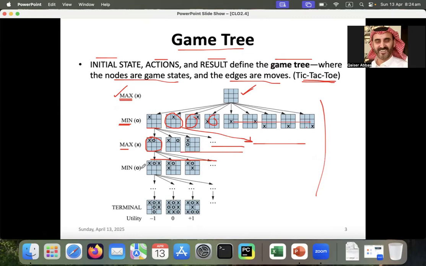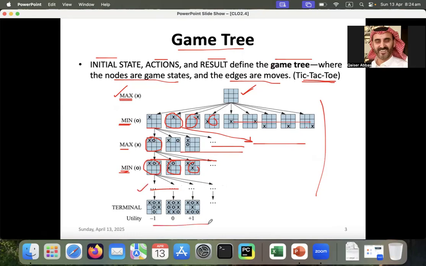Now when the max is done, and the min has its move, how many options do you have for the min? 6. So under this node, you have 6 different options. Similarly for this one, 6 different options, and so on. In this way, you can go on. That's why "and so on" is mentioned here.